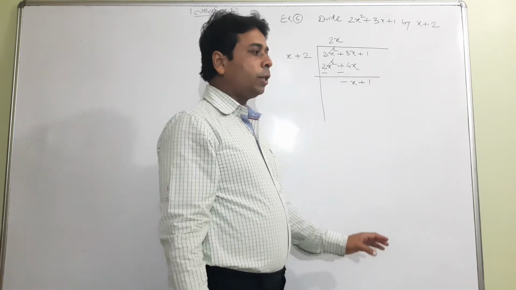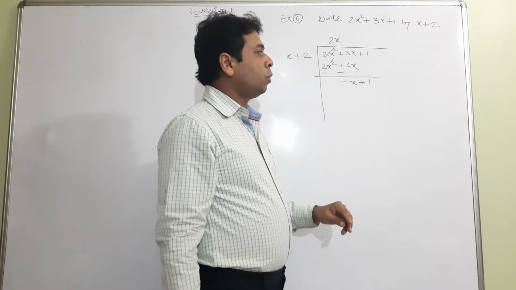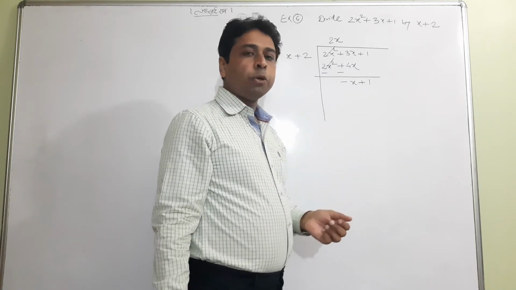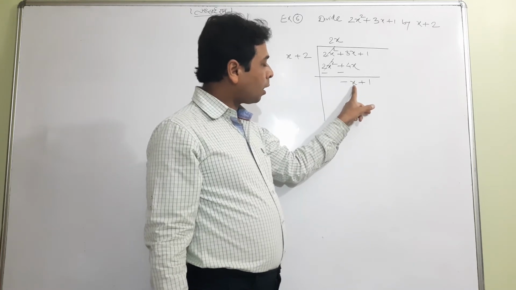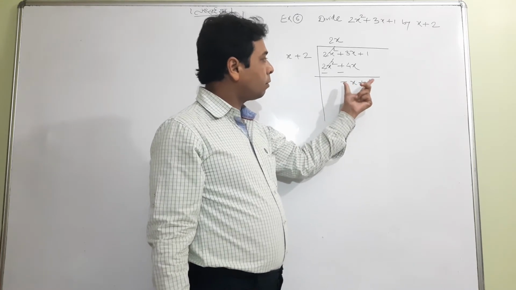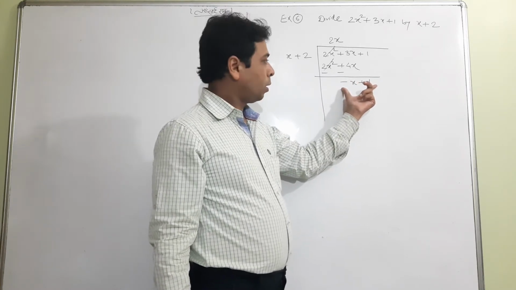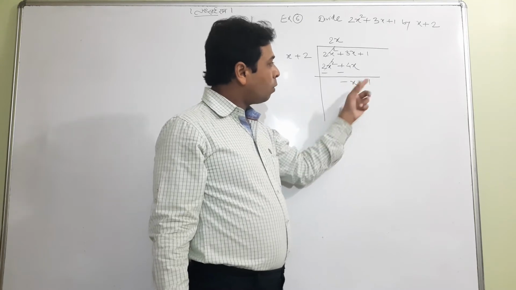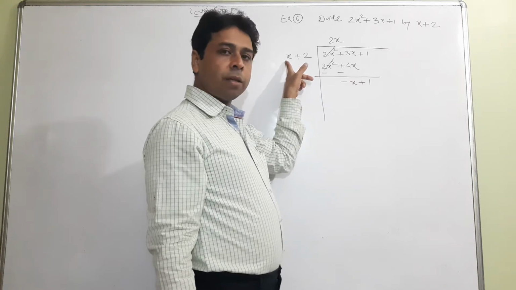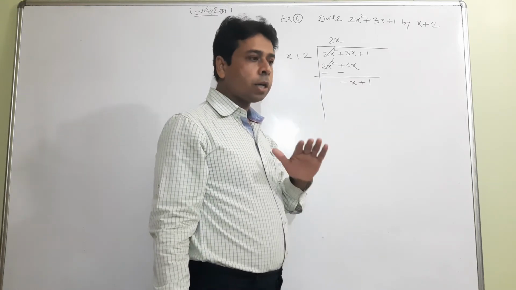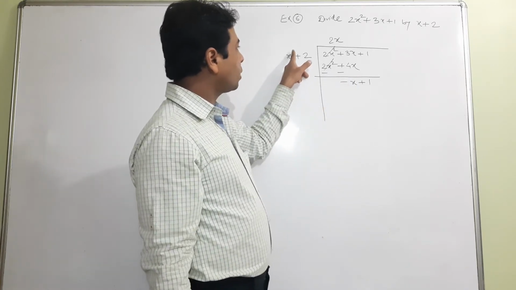Now the next question is what I will write here. Two things I am telling you. When will the divide procedure end? See the power of x in the remainder. When the power of x in the remainder is less than the power of the divisor, the division will end. I speak again: the power of x in the remainder is 1.